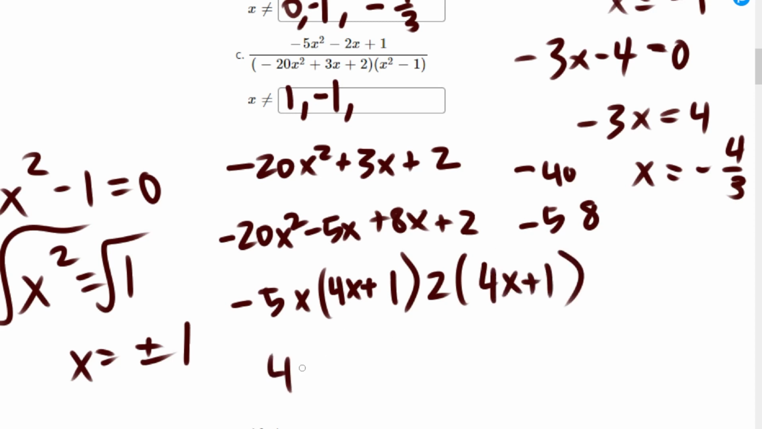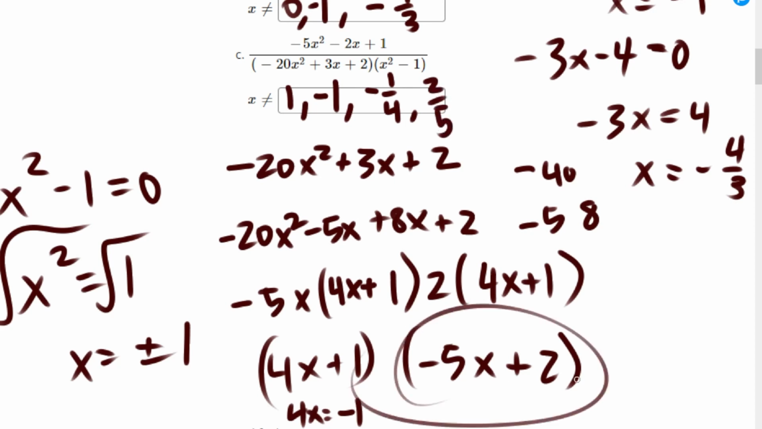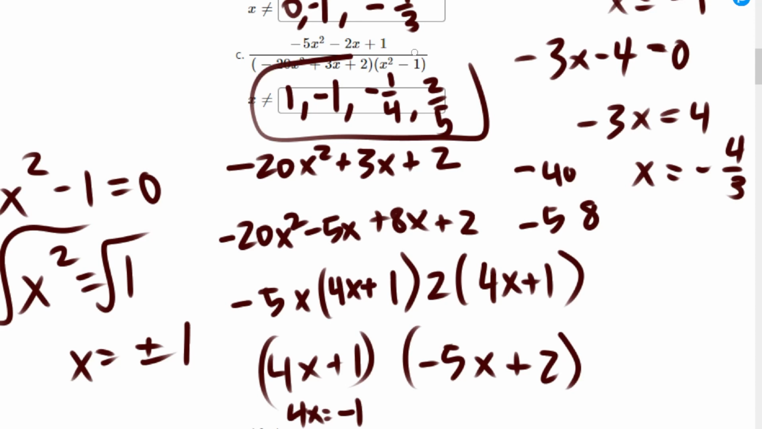So now we have 4x plus 1, and we have negative 5x plus 2. So this is our new denominator. We need to set these equal to 0. So for this one, we'll have 4x is equal to negative 1, so we also cannot have negative 1/4. And we also cannot have positive 2/5. If you do the work on this, it will come out to x equals 2/5. We can't have that. So that would be your answer.